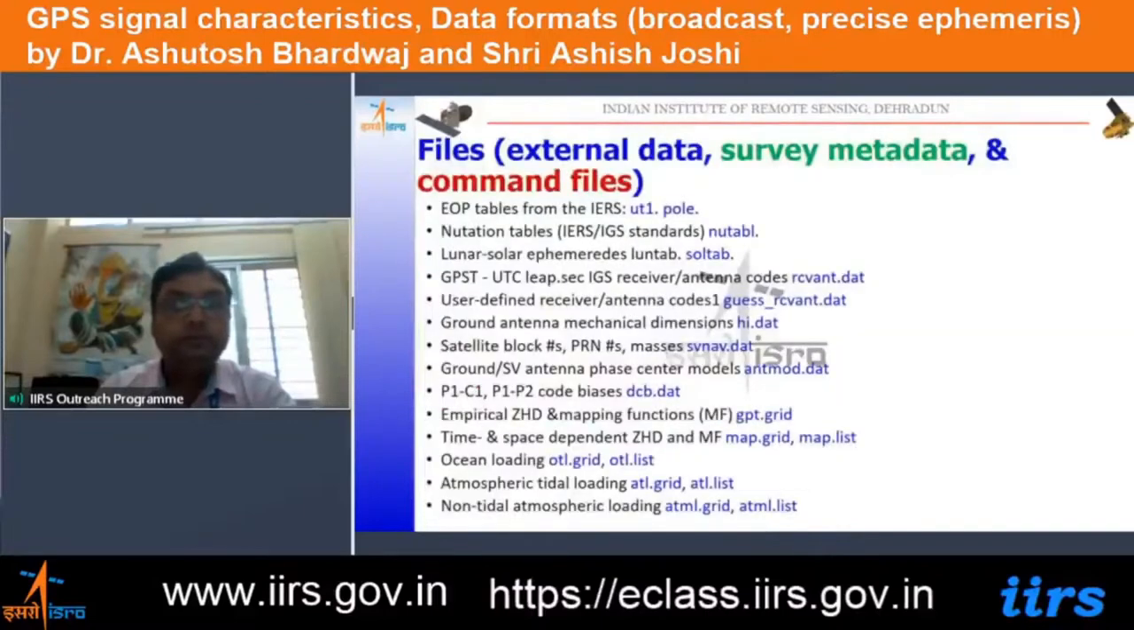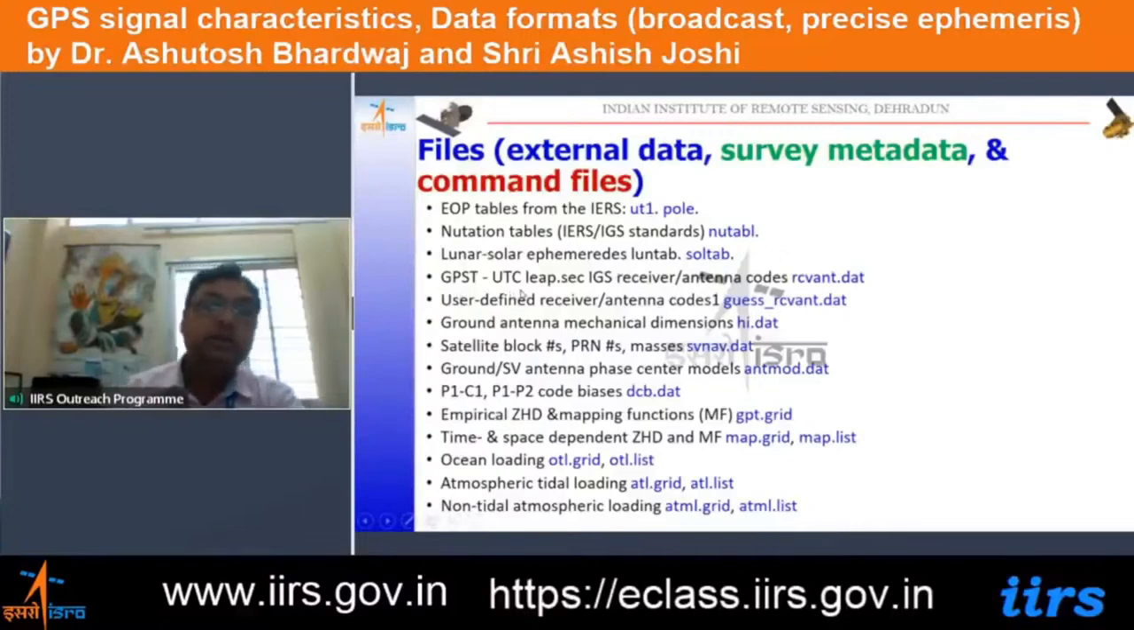So different types of files are also there. I have just listed them. For the Earth orientation parameters, we have UT1.pol files. Nutation tables are there. Lunar solar ephemerides are required. GPS time and UTC time, because this is a dynamic factor.